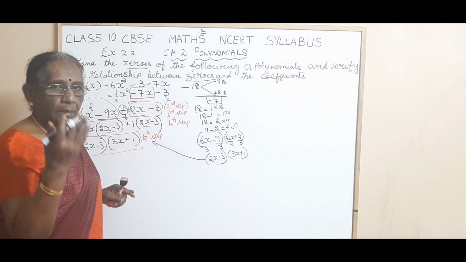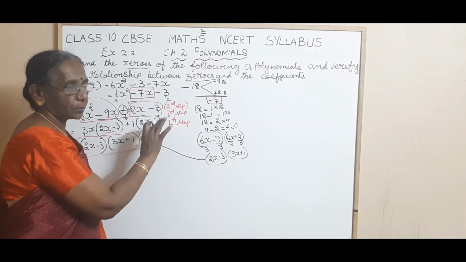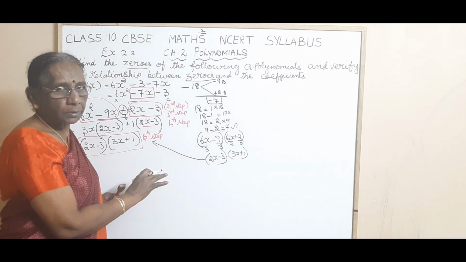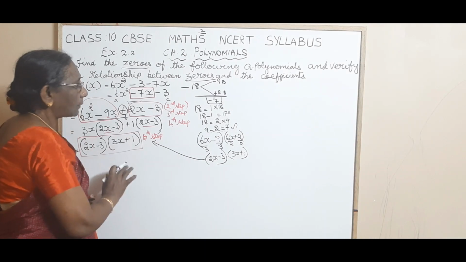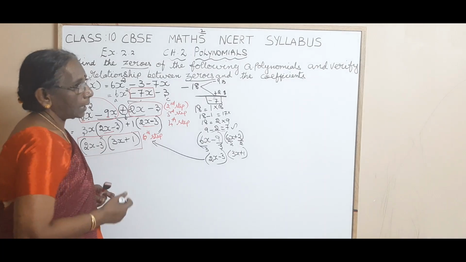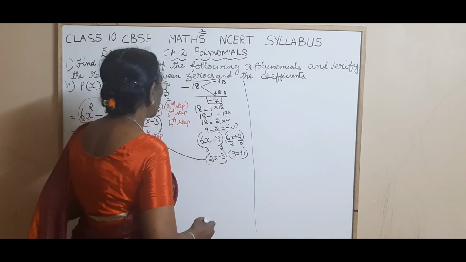There you are equating to 0 because it is an equation. Here you are not equating to 0 because it is only a polynomial. Have you understood, children? So you should have a clear idea about this factorization. Now let us move to the zeros. So now the second part is, you have to find the zeros.